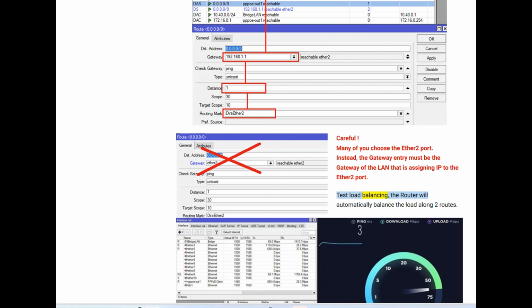Test load balancing. The router will automatically balance the load along the 2 routes.